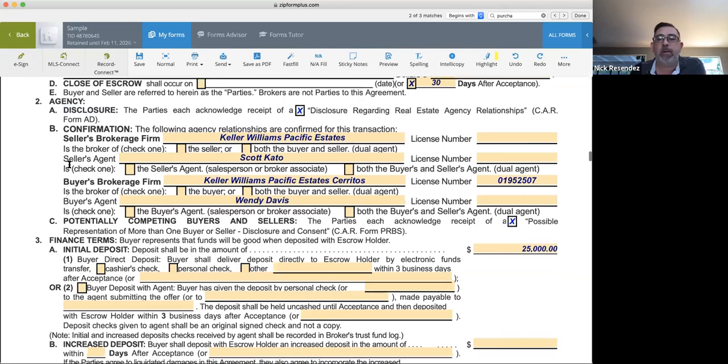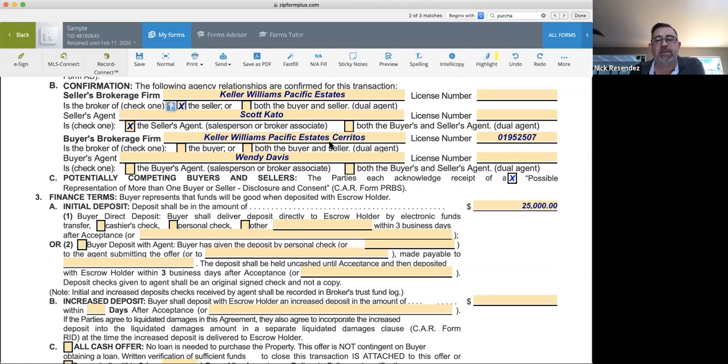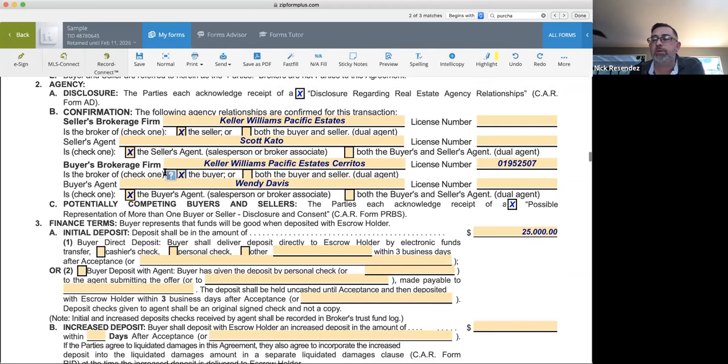So D, confirmation. Remember I told you to take that mental snapshot of this confirmation section? Here is where agency relationships are confirmed for this transaction, okay? In this case, we got Keller Williams Pacific Estates representing the seller, and the seller's agent is Scott here. The buyer's brokerage is Pacific Estates Cerritos. We got Wendy over here. Update that guy, yep. And then they're representing the buyer. If you're double ending a deal or you're working with somebody within your office, you would check this box, both the buyer and seller as dual agents, okay? You'll fill in all the license numbers over here. A lot of that should be auto-populated.